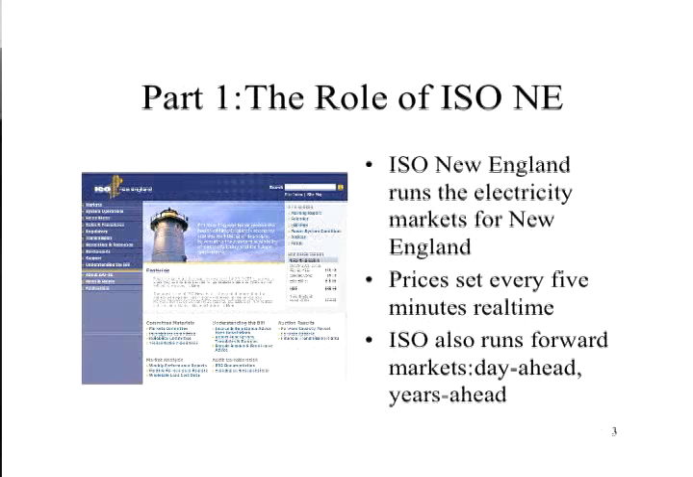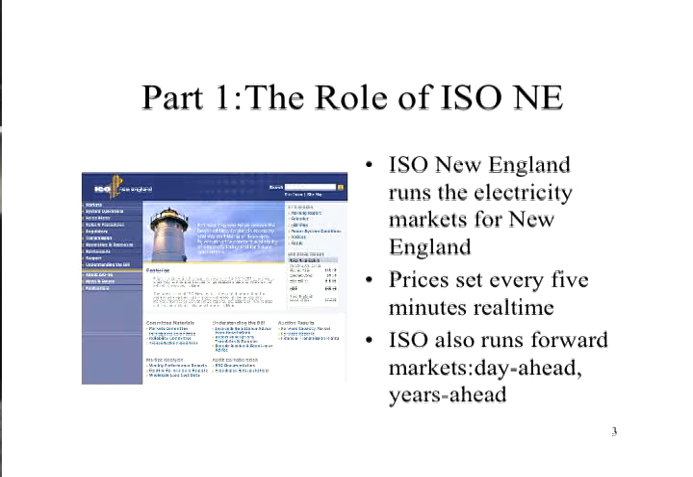Okay, the role of ISO New England. This is the ISO New England main page, and it shows that ISO New England runs the electricity markets for all of New England. Prices are set every 5 minutes in real time. So every 5 minutes, the price of electricity changes. It's all done with computers.